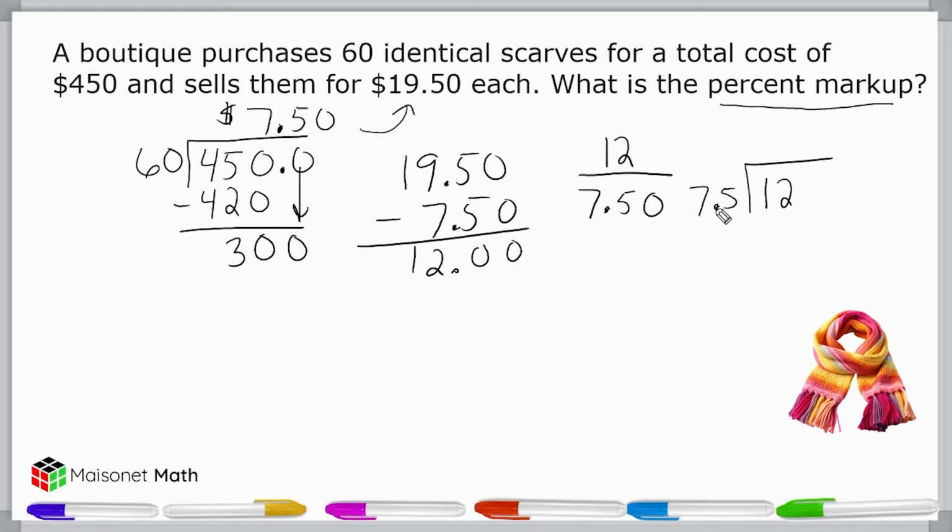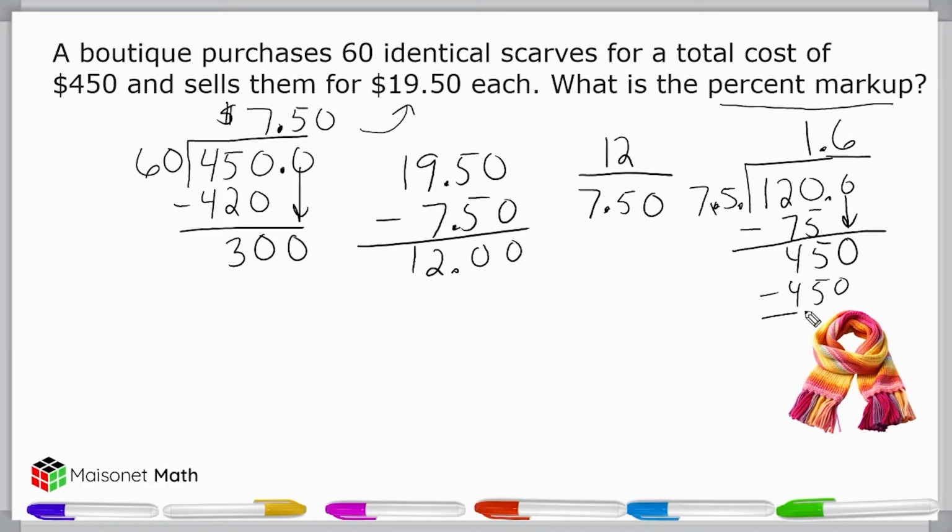All right, so we have to move that decimal one space to the right, and we have to add a 0 here so we can move that decimal one space to the right and then move it up. And of course, 75 would go into 120 once. We're going to subtract 75 from 120, which would give us 45. And then we add a 0 and we bring that down. And 75 can go into 450 6 times. 6 times 75 is exactly 450, leaving us with nothing remaining.